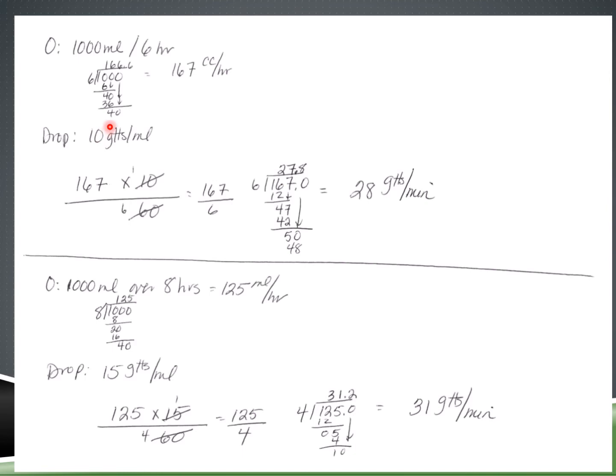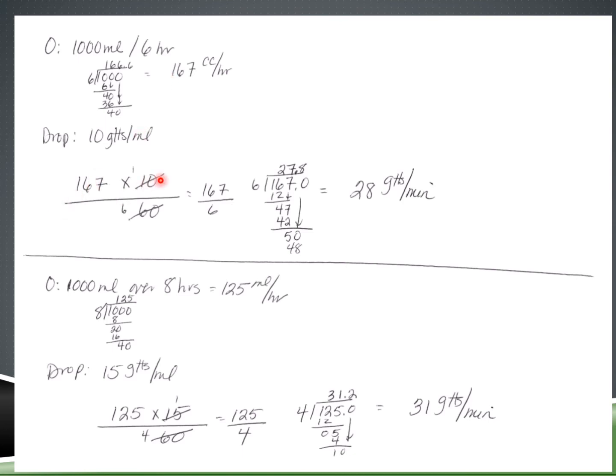So on this first problem, you have to actually figure out the rate. They gave you the rate in milliliters over 6 hours. So it's 1,000 milliliters over 6 hours. Well, of course, to make our rate times drop factor over 60 work out the best, you need to go ahead and turn this into cc's per hour. So if you take 1,000 and you divide it by 6, you're going to get 166.6, which we know you can't possibly do a decimal on these, so you have to turn it into 167 cc's per hour. Then the rest of it is you just plug it into the equation like normal.